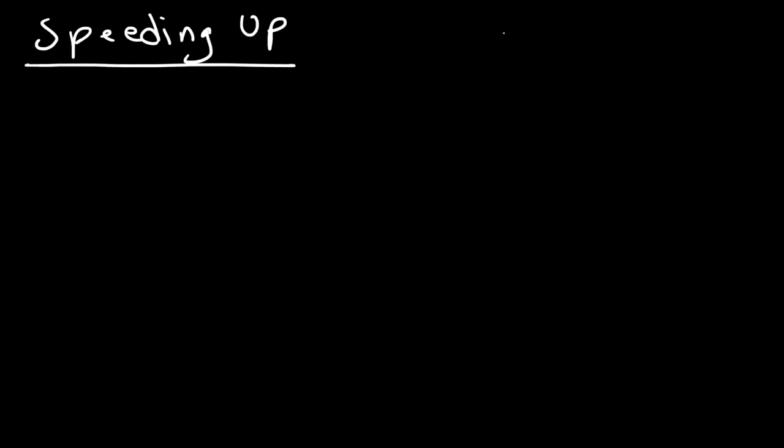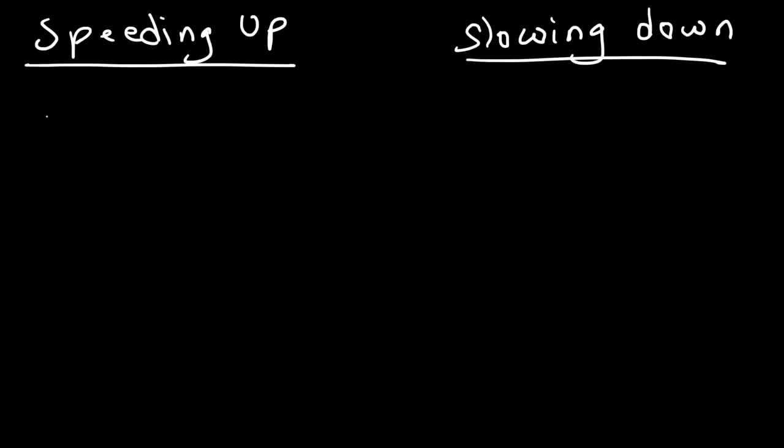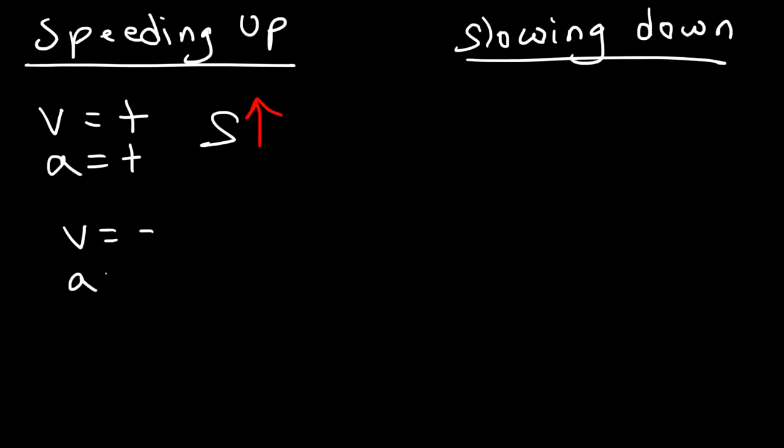Now you need to know how to tell if a particle is speeding up or if it's slowing down. And there's a simple way to do that. The particle is speeding up anytime the velocity and the acceleration share the same sign. It's slowing down when the signs of the velocity and the acceleration are different. So if the velocity is positive and if the acceleration is positive, then the particle is speeding up. Also, if the velocity is negative and if the acceleration is negative, the object is still speeding up. It's just in the negative x direction.